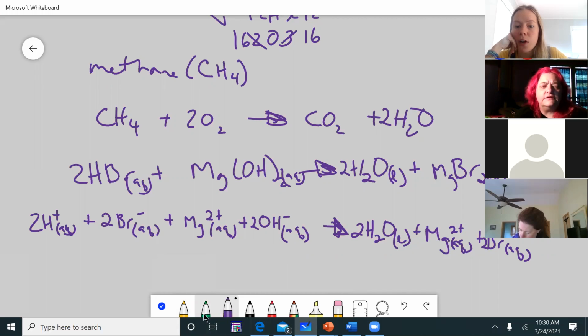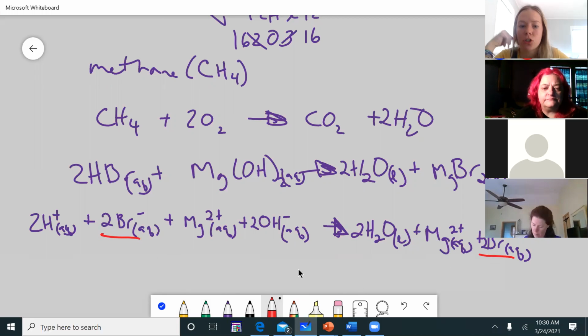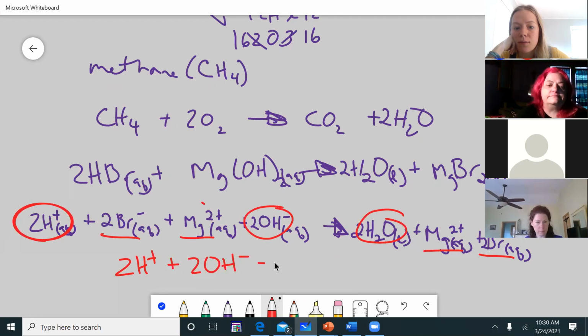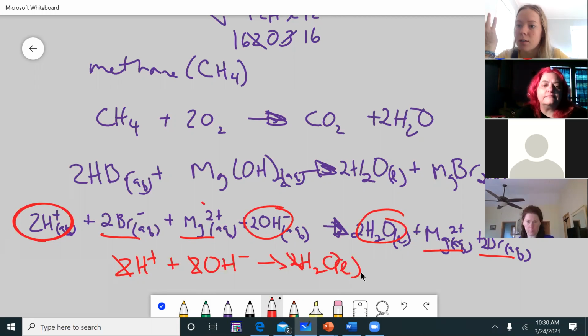Okay, so now as far as what are the spectators, it's the things that are not involved. So there's a Br over here, 2 Br minus and 2 Br minus. They don't change. Also the magnesiums, those don't change. So the only thing that's left is this, this, and this, which would produce 2 H plus, I'm not going to write the aqueous, 2 OH minus gives me the 2 liquid waters. And again, we can just cross the 2's out and it gives us that generic neutralization.